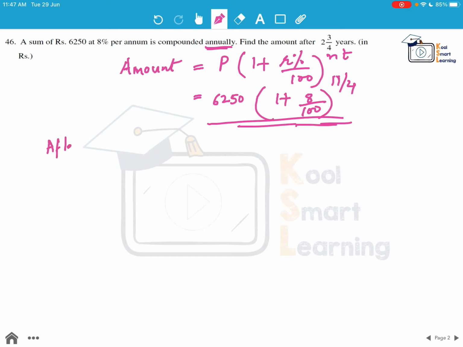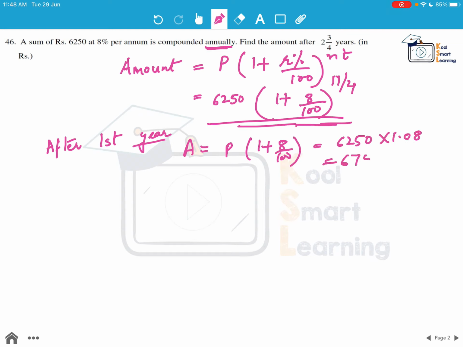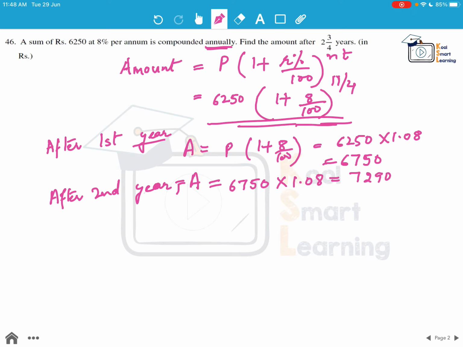So after first year, the amount is going to be principal into 1 plus 8 by 100. So this is 6250 into 1.08. So this becomes 6750. Now after second year, so for the first year the principal was 6250. For the second year the principal becomes 6750 into again 1.08. This comes out to be 7290. So this is after second year.